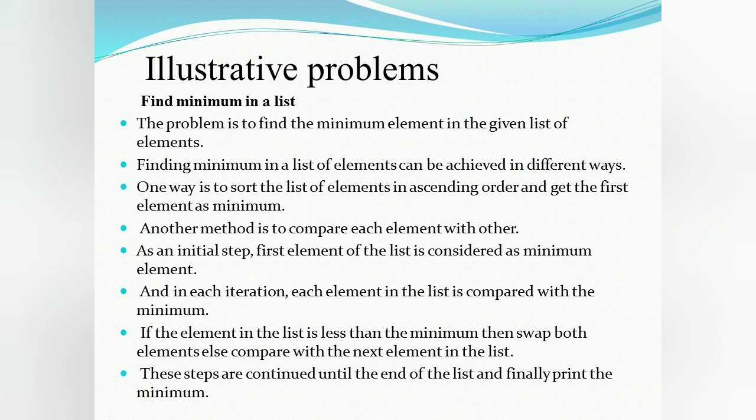One way is to sort the list of elements in ascending order and get the first element as the minimum. Another method is to compare each element with the others. As an initial step, the first element of the list is considered as the minimum element. In each iteration, each element in the list is compared with the minimum. If the element in the list is less than the minimum, then swap both elements, else compare with the next element in the list. These steps are continued until the end of the list and finally print the minimum.